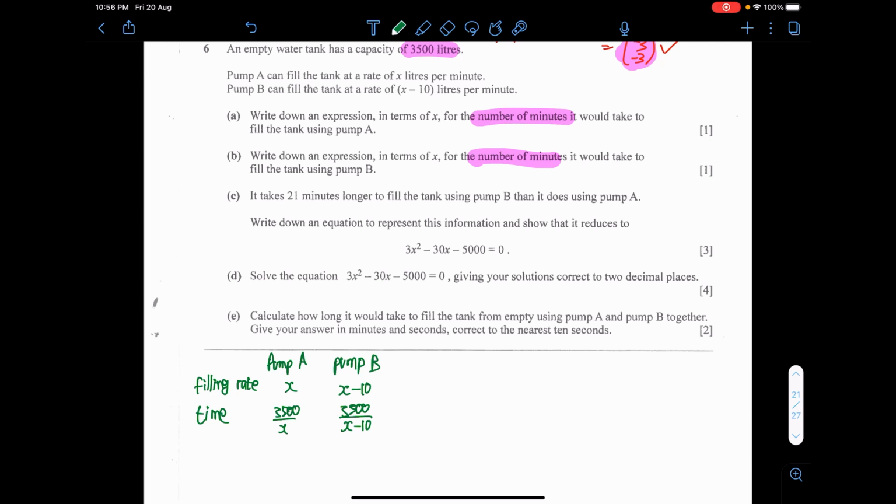It takes 21 minutes longer to fill the tank with pump B than it does using pump A. So the time of pump B is actually longer. Longer means bigger.